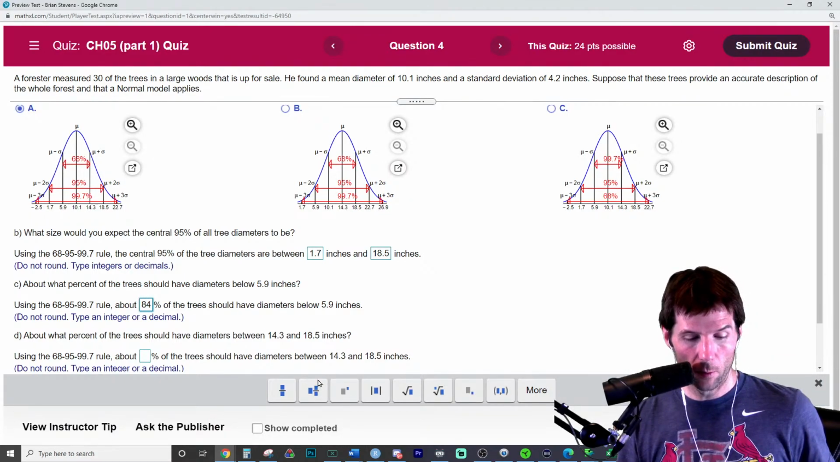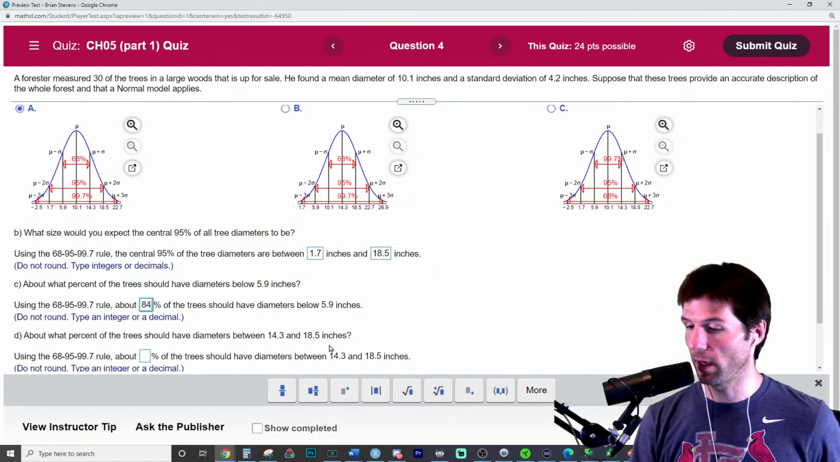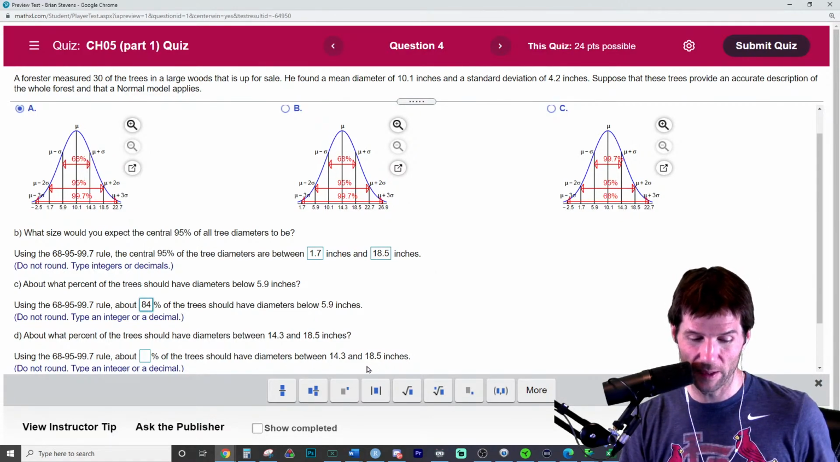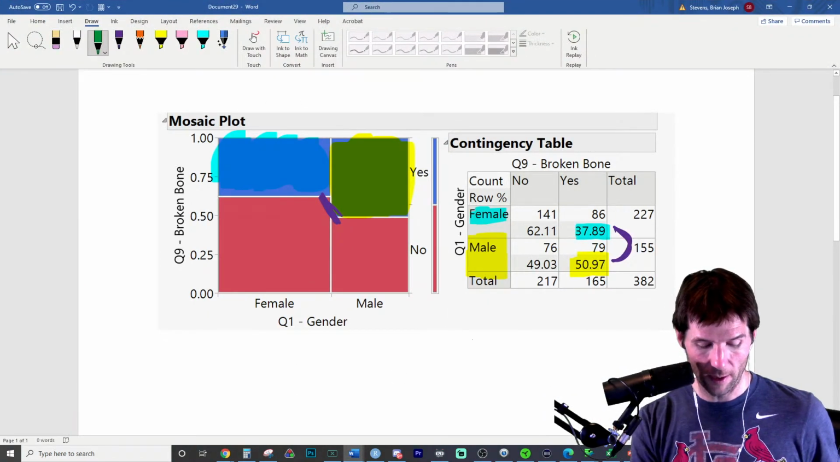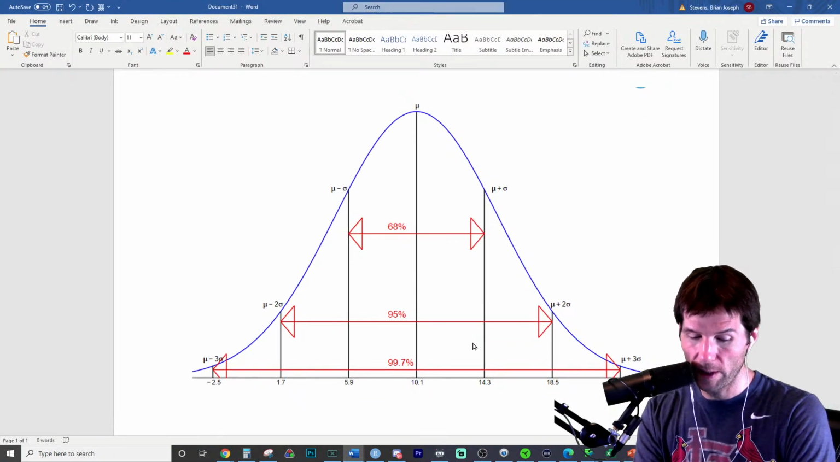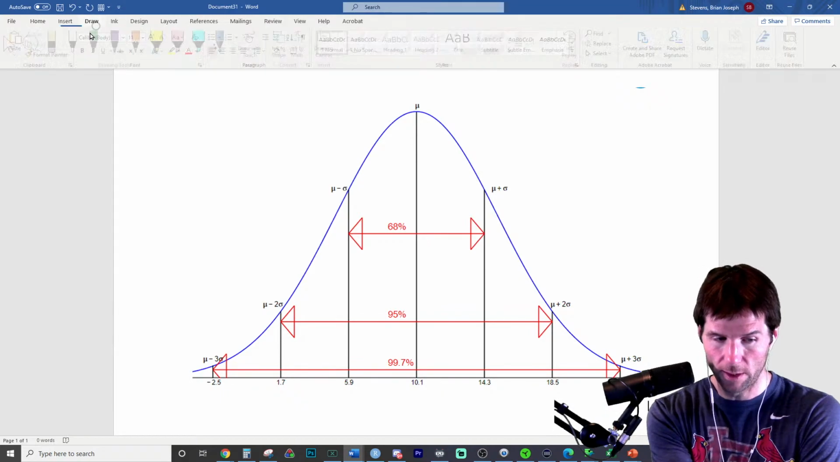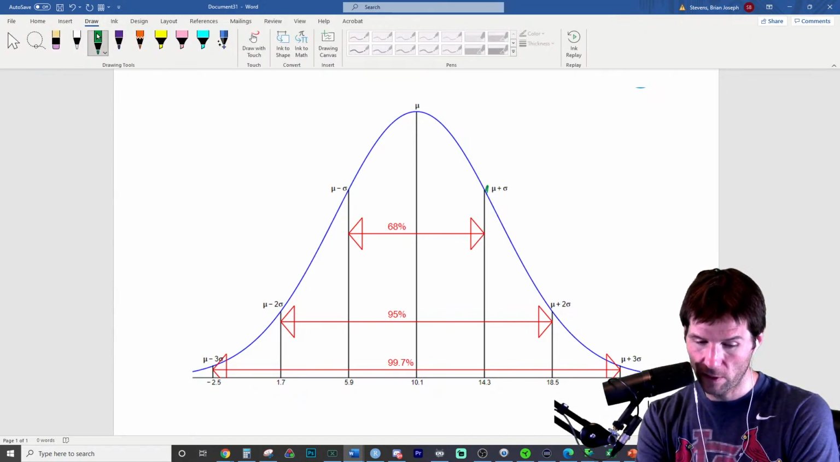This is 84. What percent of trees have between 14.3 and 18.5? So we're going to go right here to our graphics open. 14.3 and 18.5, this is a tougher one. We're talking about this right here.